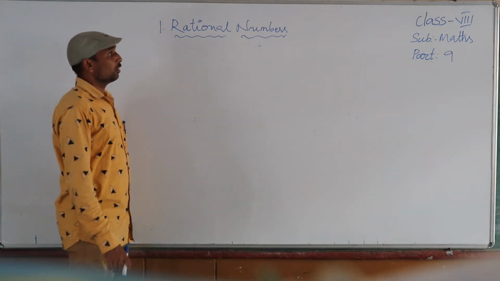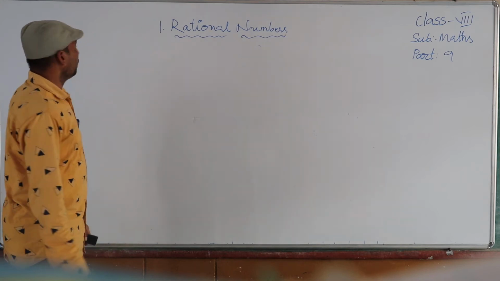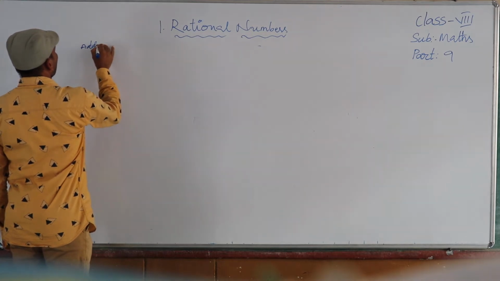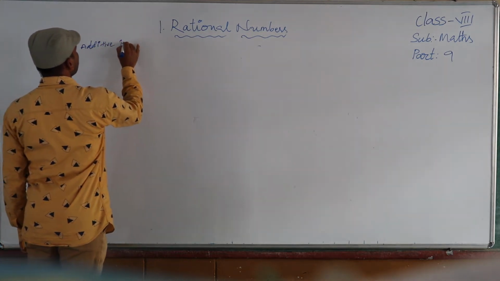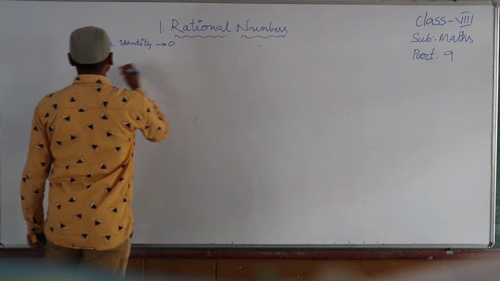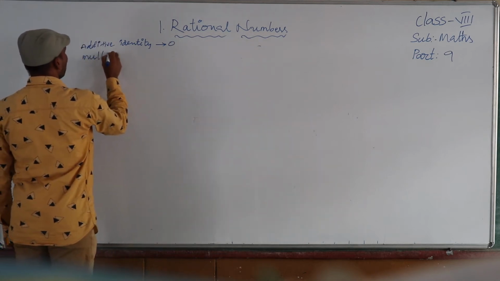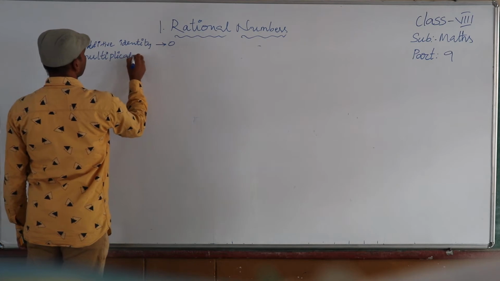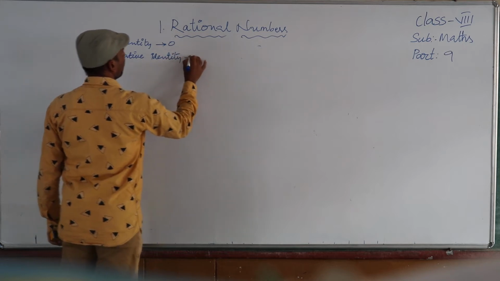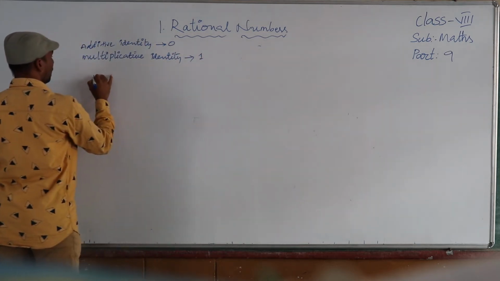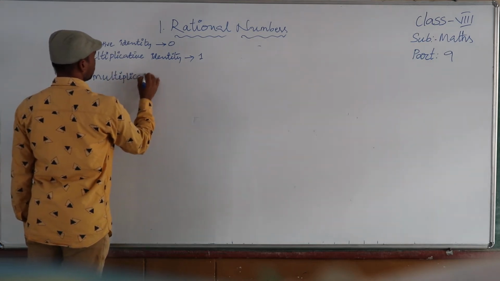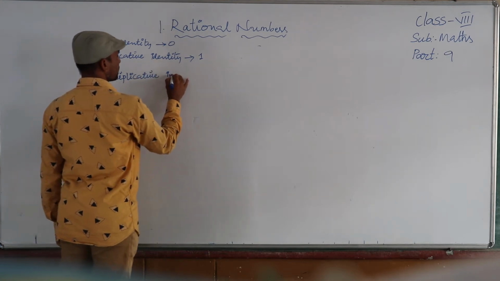Okay, children. So up to now we have discussed an additive identity is 0. Next, multiplicative identity is 1. Then next we are going to discuss about multiplicative inverse.